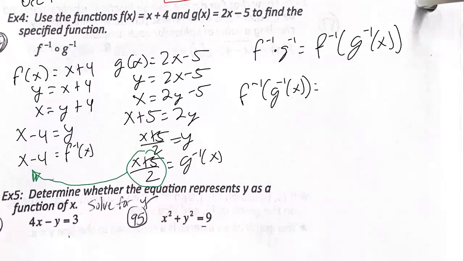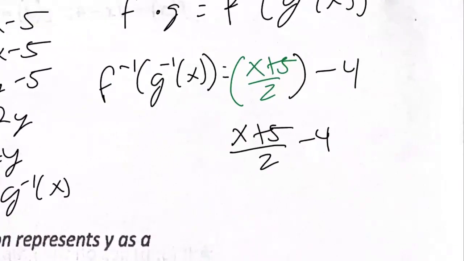Anytime you plug something in, I always use parentheses because you might have to do distribution sometimes. It's also just neater when you write it. So then you'll have (x plus 5) divided by 2, minus 4. Okay, here's the tricky part, because you can actually reduce this and simplify this further.